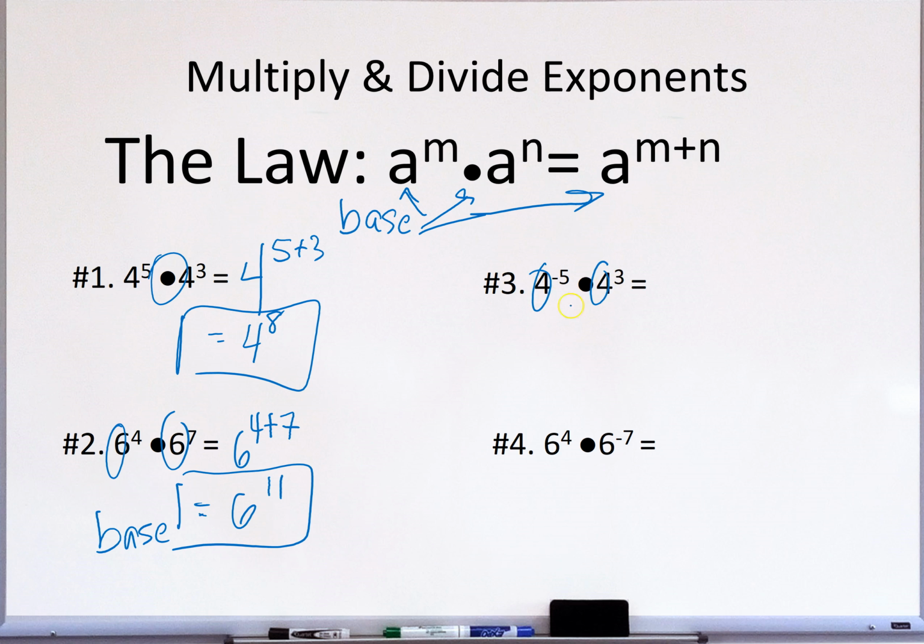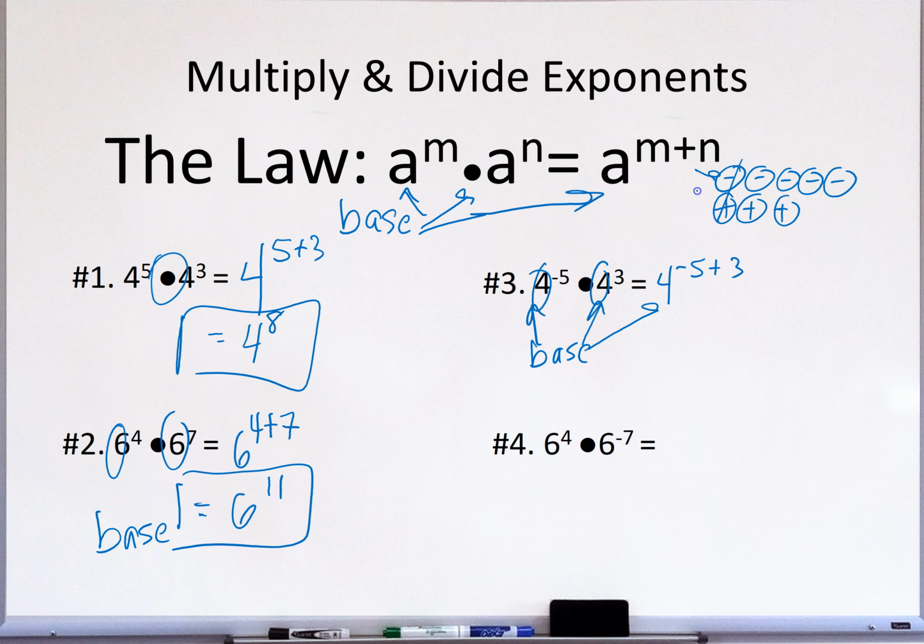Number 3, my base is 4. So I keep my base, and I just add the exponents. Now, real quickly, I have negative 5 plus 3. So if I draw negative, negative, negative, negative, negative, plus, plus, plus. A negative and a positive cancels out.